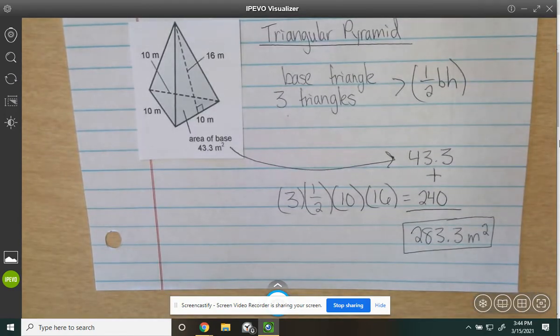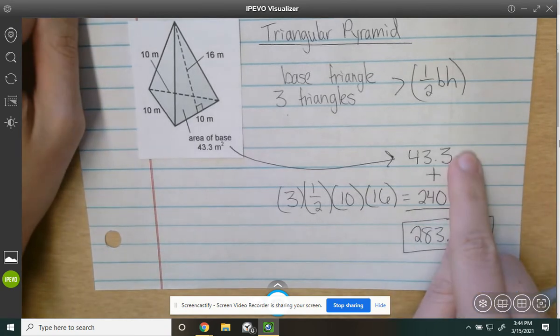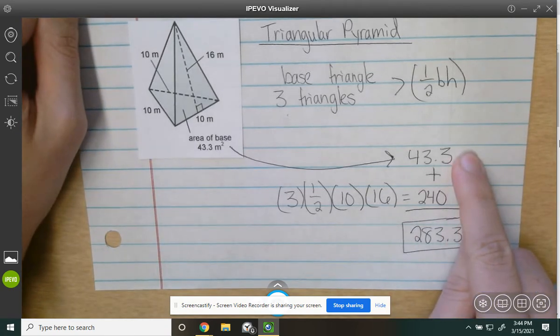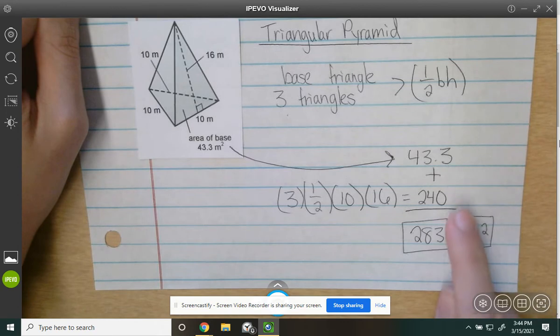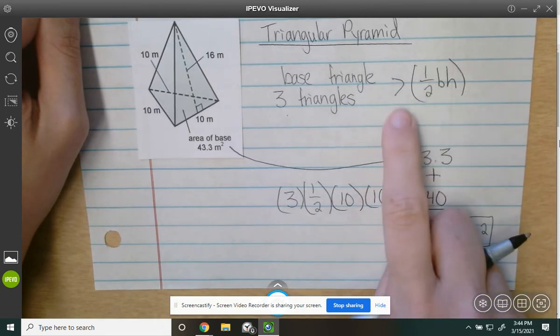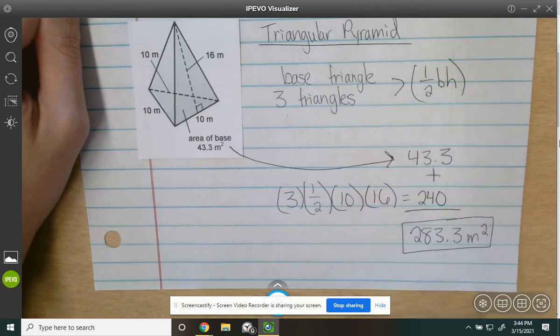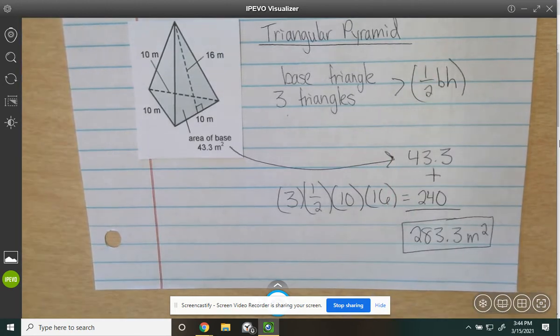So make sure you always find your base shape. Sometimes it tells you what it is. Sometimes you have to find it, like in the first one. And then find your triangles that wrap around using this formula with a 3 or a 4 in front, depending on what type of pyramid it is. Then you add them together to get your final answer.